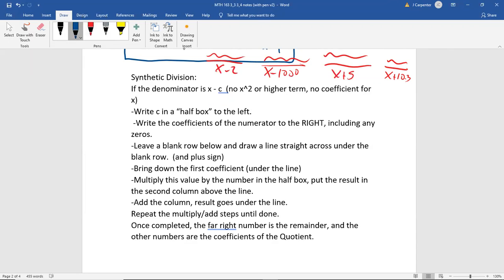Again, the point is you can't have a number in front of the x. If this was 2x minus 2, we couldn't do synthetic division. If this was 5x minus 2, we couldn't do synthetic division. It has to be x and then a number. Not 2x, not 3x, not 5x, just an x and just a number. No x squared, etc.